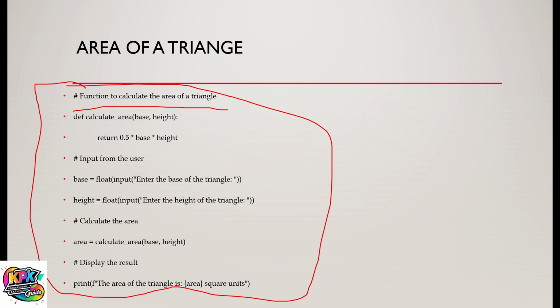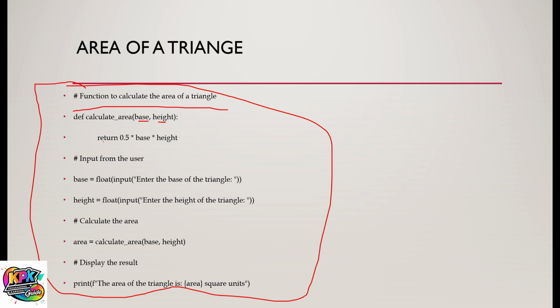This is a comment telling us that we are bringing up a function with two arguments, base and height. And we are saying that at the end, the function should return 1 over 2, or 0.5, times base times height, which is the area of a triangle.